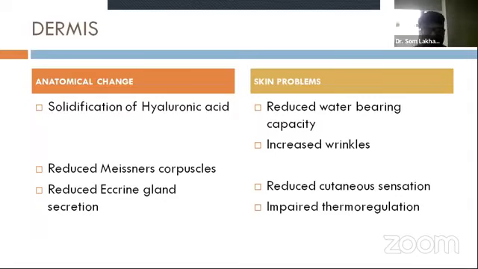The fourth important anatomical change is reduction in the number of Meissner's corpuscles. As you know, Meissner's corpuscles are important for cutaneous sensation. So with aging, the cutaneous sensation tends to reduce, which ultimately leads to increased risk of diabetic foot, steatotic eczema, etc. Also, there is reduction in the eccrine gland secretion, which also leads to impaired thermoregulation. So these are some of the important changes that occur in the dermis.